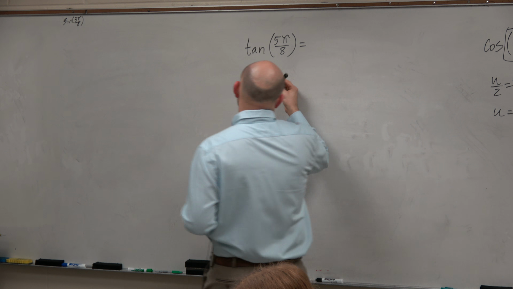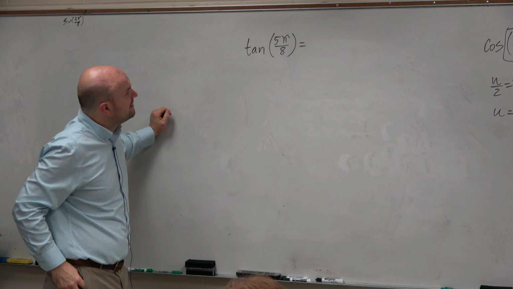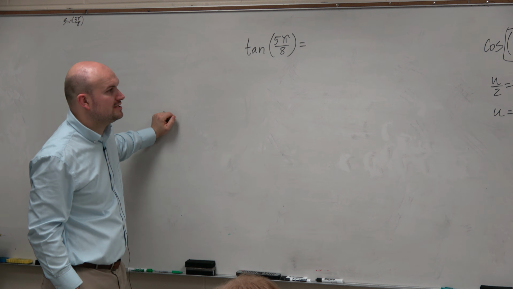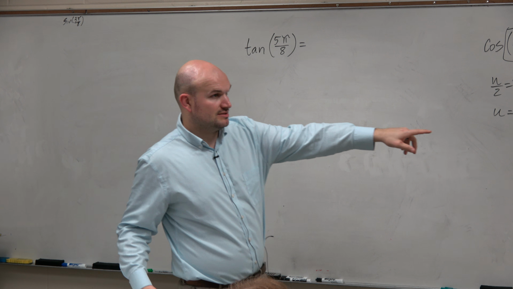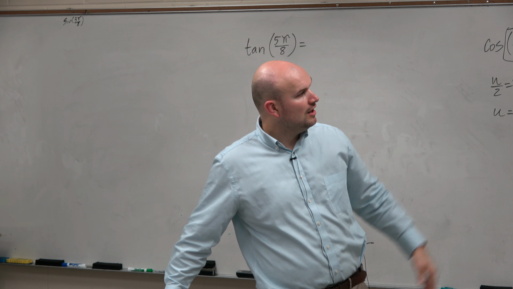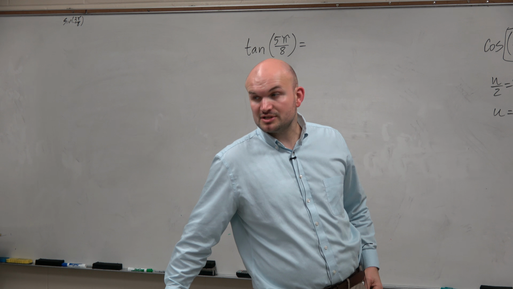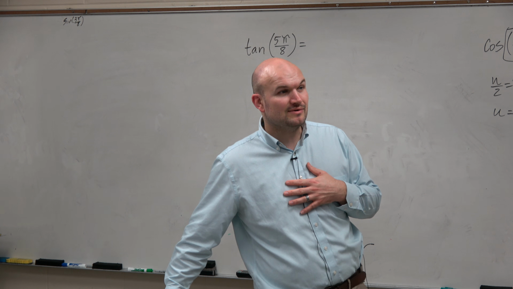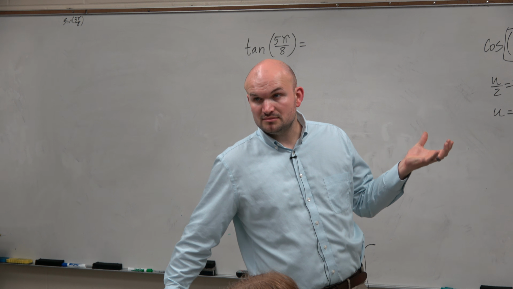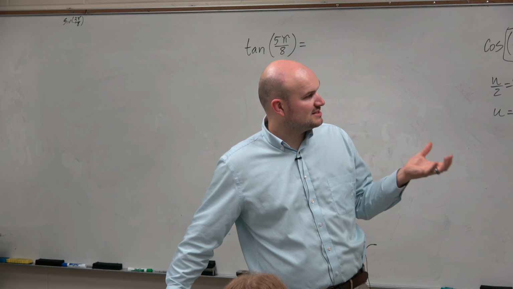Tangent of 5 pi over 8. In this case, tangent of 5 pi over 8. So for the tangent formula, we have some options, right? We could use 1 minus cosine of u divided by sine of u, or sine of u divided by 1 plus cosine of u. In my personal opinion, I always like to keep the one trigonometric function in the denominator. To me, that seems like it makes things a little bit easier.